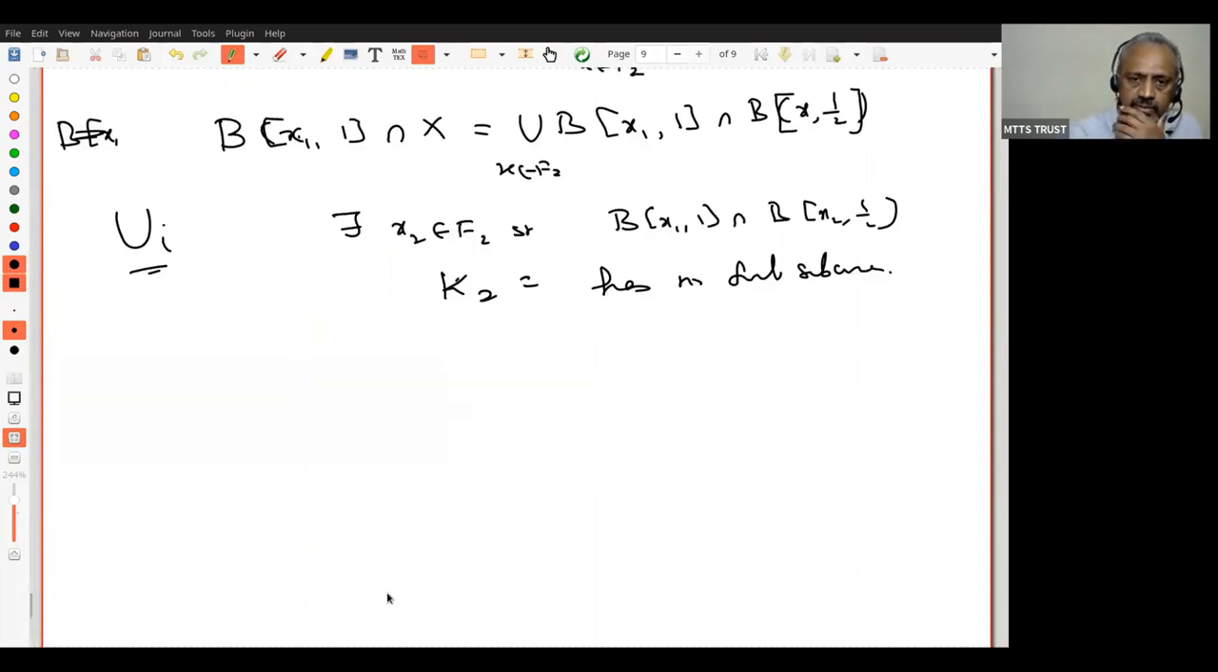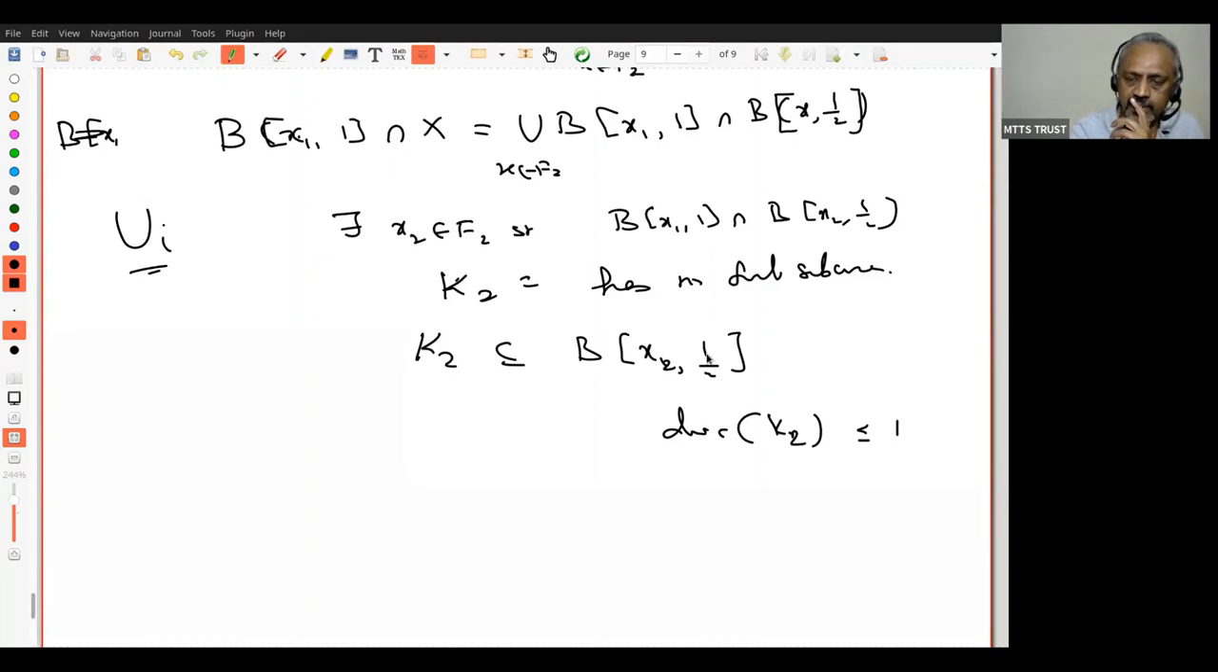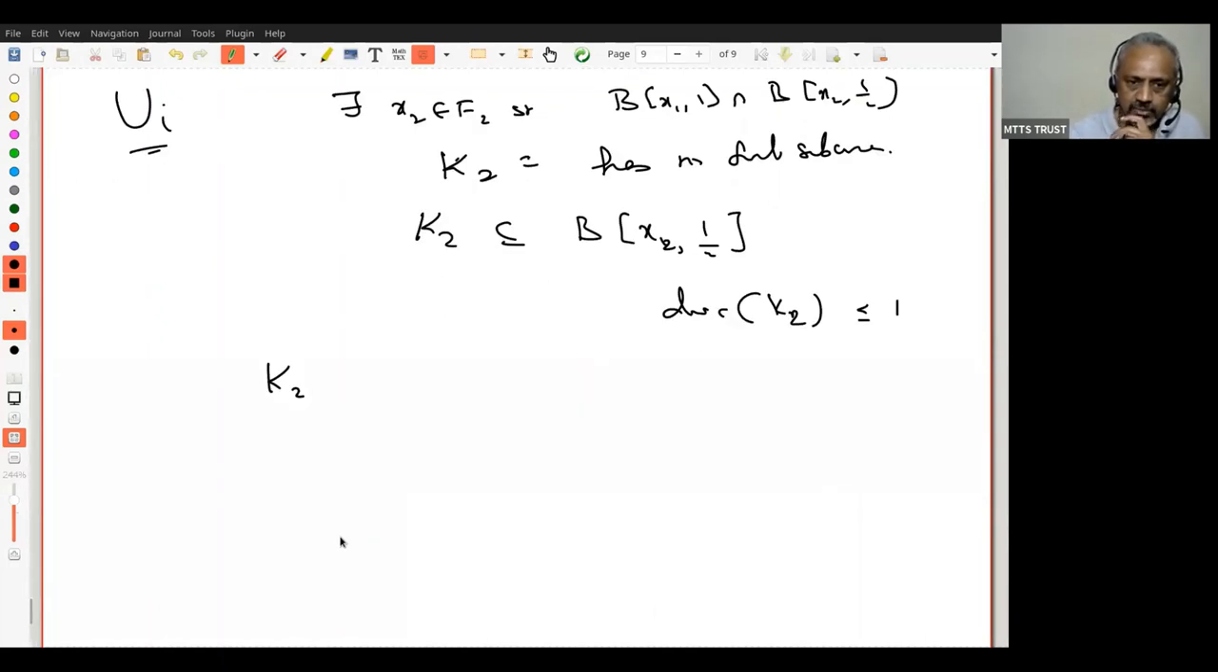Now I want to prove by induction. What will I do? First notice, what do I know about K2? K2 is a subset of Bx2 by 2, right? Therefore, what will be the diameter of K2? It is at most the diameter of this, which will be less than or equal to 1. That is 2 to the power minus 1 times 2. You understand? Therefore, by induction, I take K2. Now let me show it for F3.